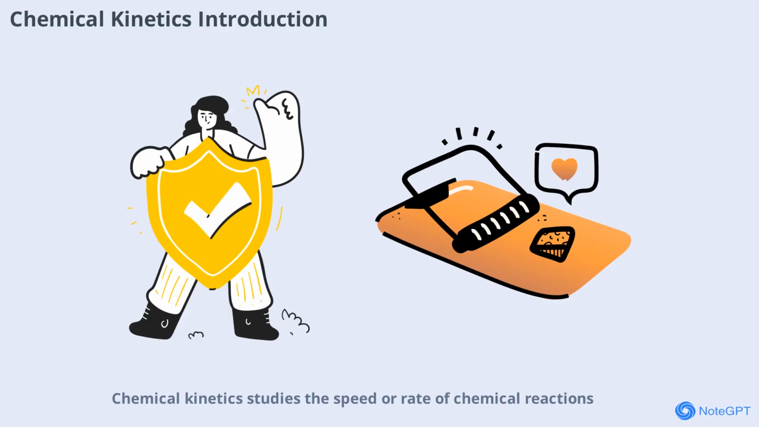Chemical kinetics studies the speed or rate of chemical reactions. We'll introduce the basic concepts including reaction rate, rate law, and factors affecting reaction rates. Understanding kinetics helps us control reactions in industrial and laboratory settings, making it a vital part of physical chemistry.